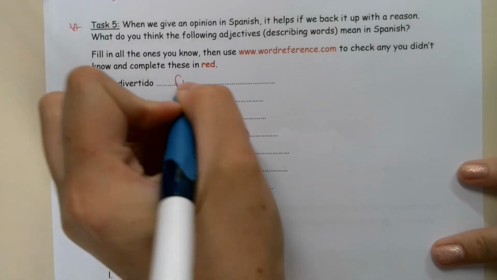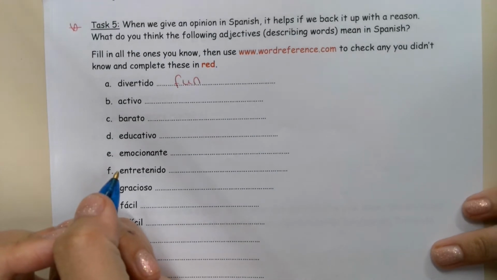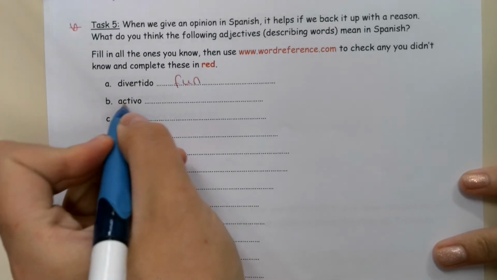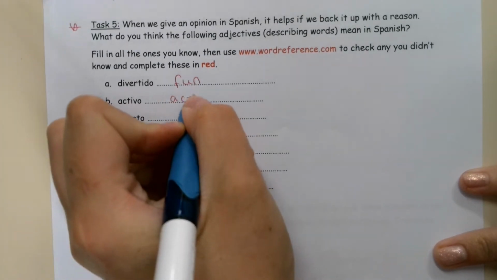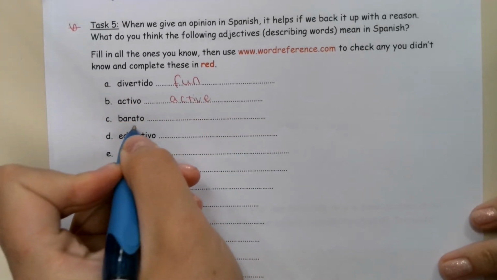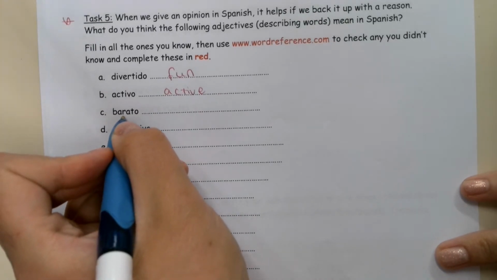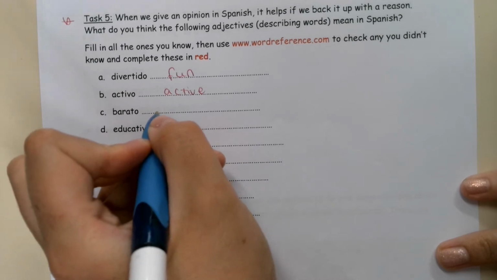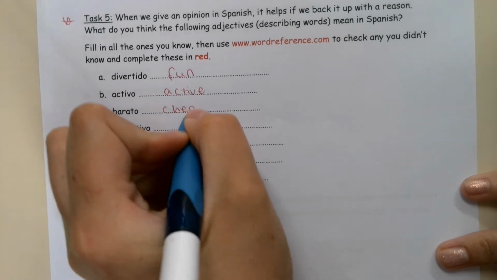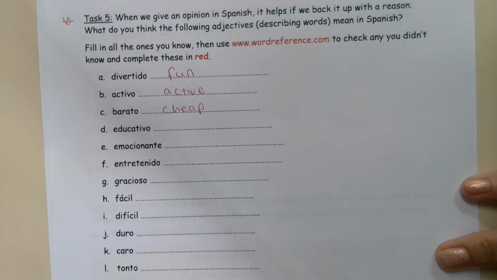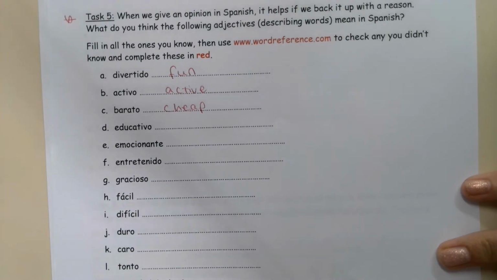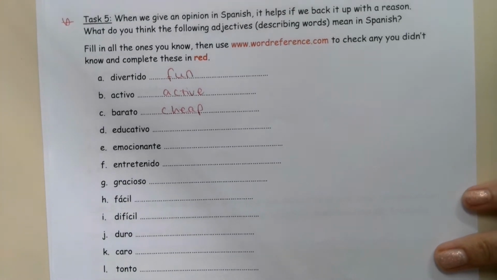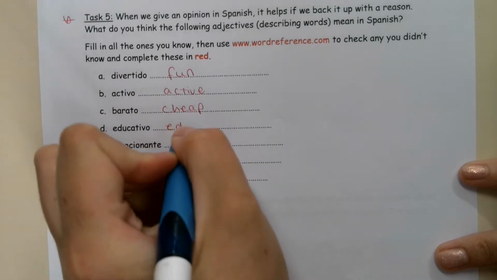Divertido, we should remember, is fun. Activo is a near cognate, it looks like the English active. Barato, if you didn't know that one, you couldn't find it on your vocab list, then you should have looked that one up. That is cheap. Educativo. Now this looks a bit like educative. That's not quite a word in English, but educational.